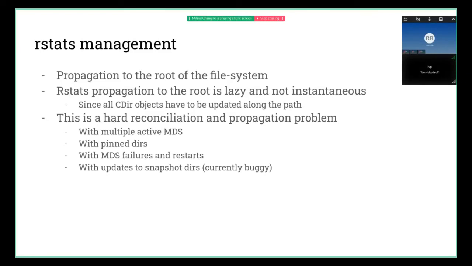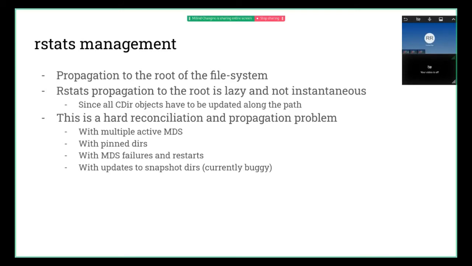Now the rstats are propagated from the leaves, either directories or files, to the root of the file system. The mtime or ctime of any of the files or directories are collected together. Whichever is greater is maintained as the rctime and propagated to the root. Rstats propagation to the root is lazy and is not instantaneous.